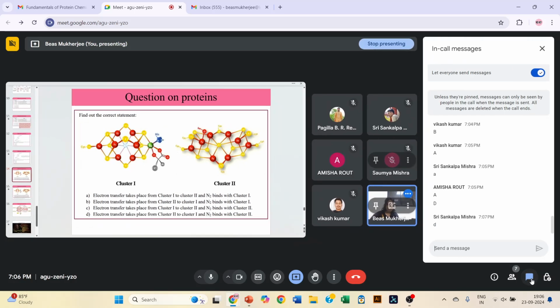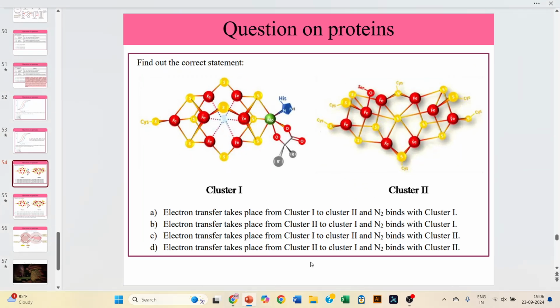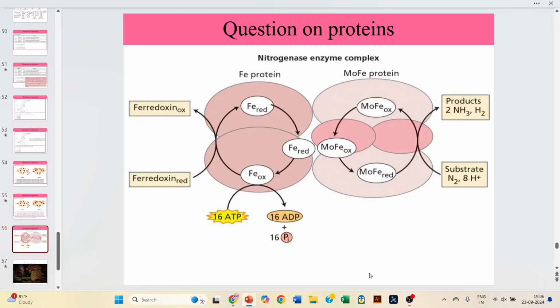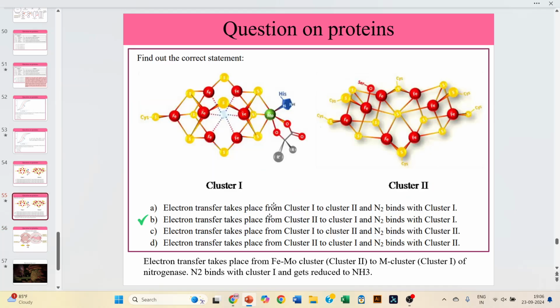here? D. Okay. Then the right answer is B. Electron transfer takes place from FeMo cluster, which is this one, cluster 2, sorry. FeMo should, I think, be cluster 1, FeMo cluster 1 of nitrogenase. N2 binds to cluster 1 and then gets reduced to NH3. Okay, we'll have a look at this. You can confirm this with the NPTEL team if there is any doubt.